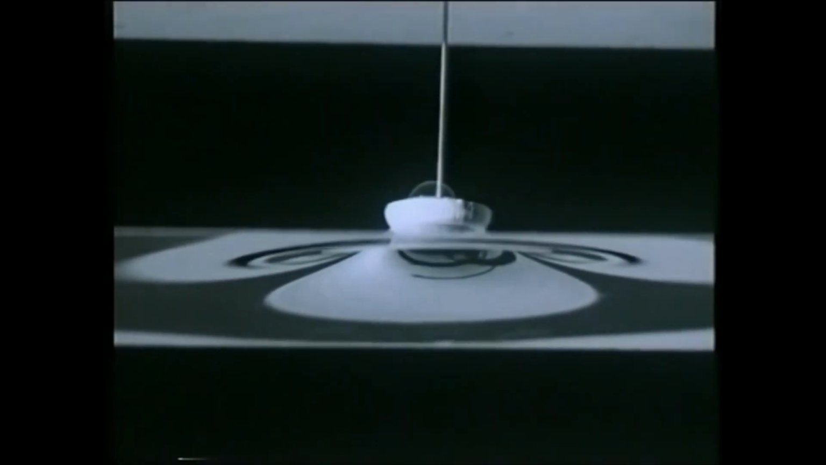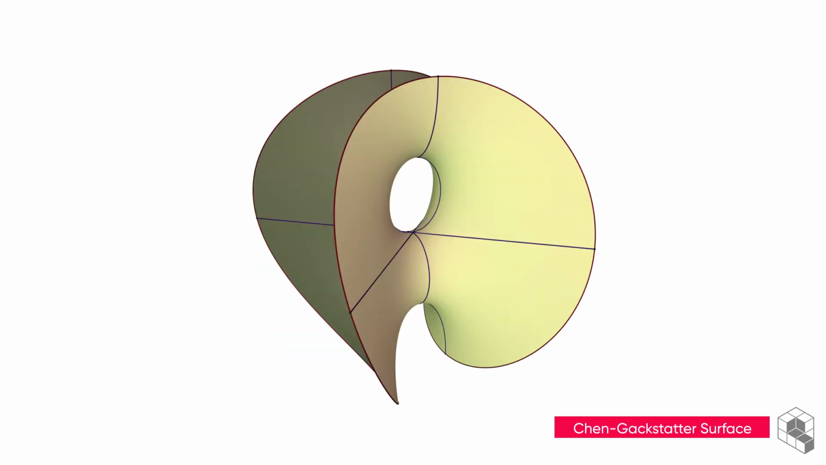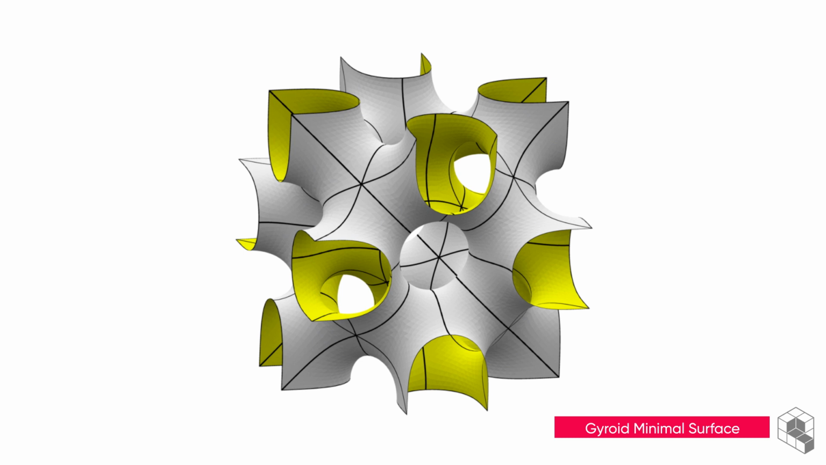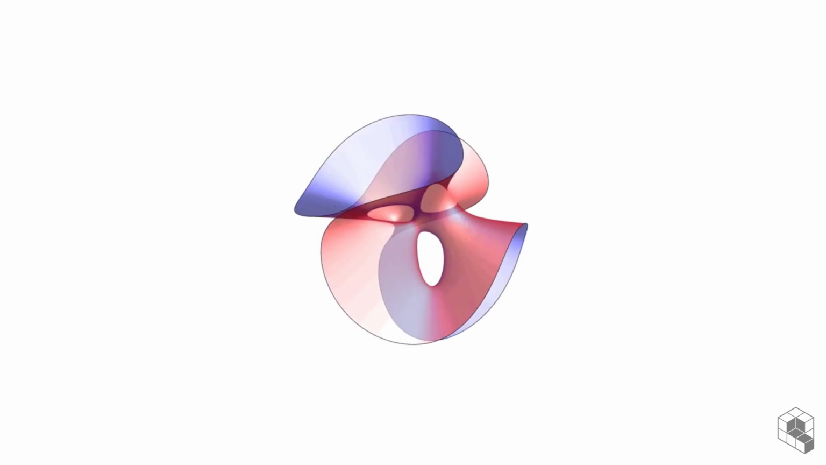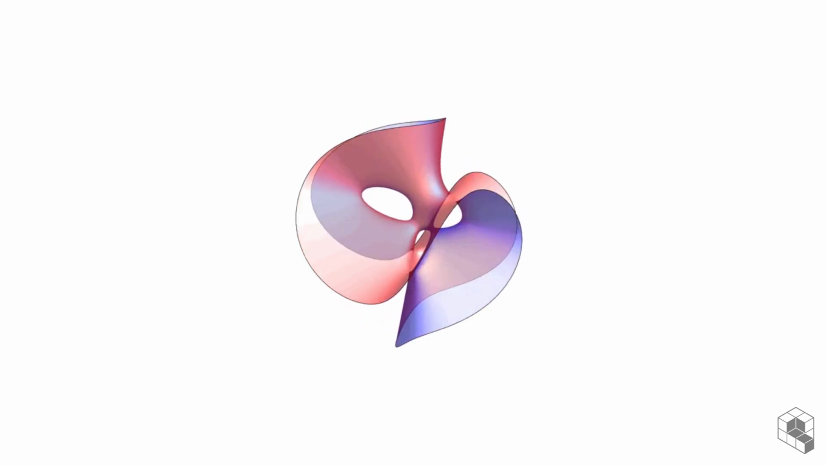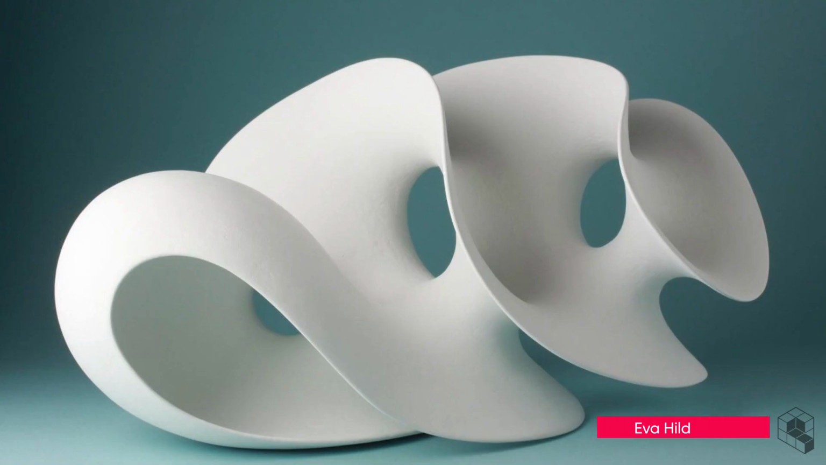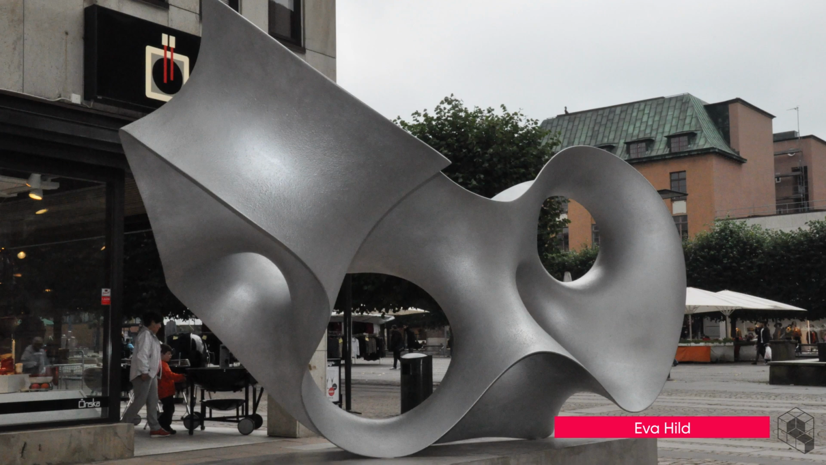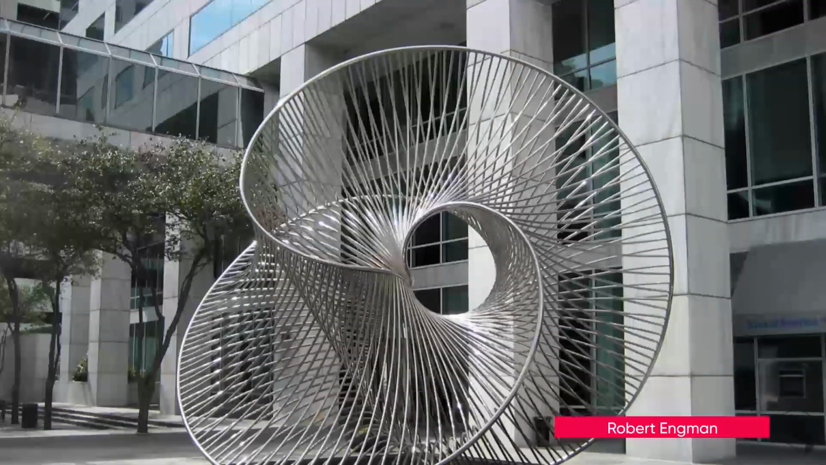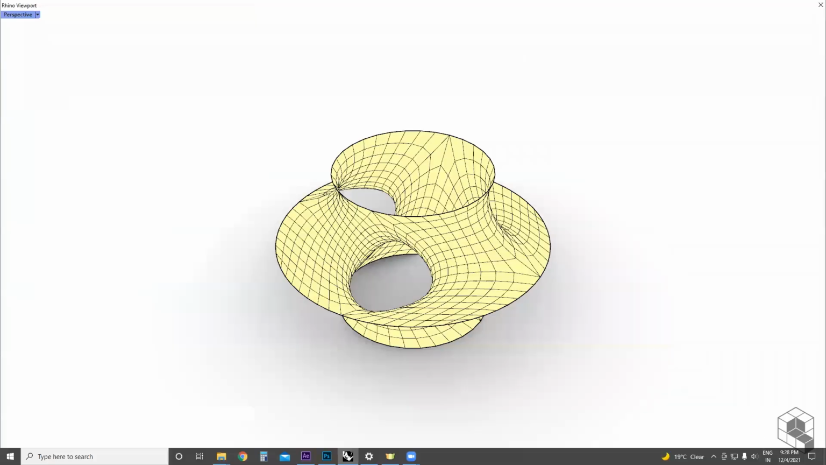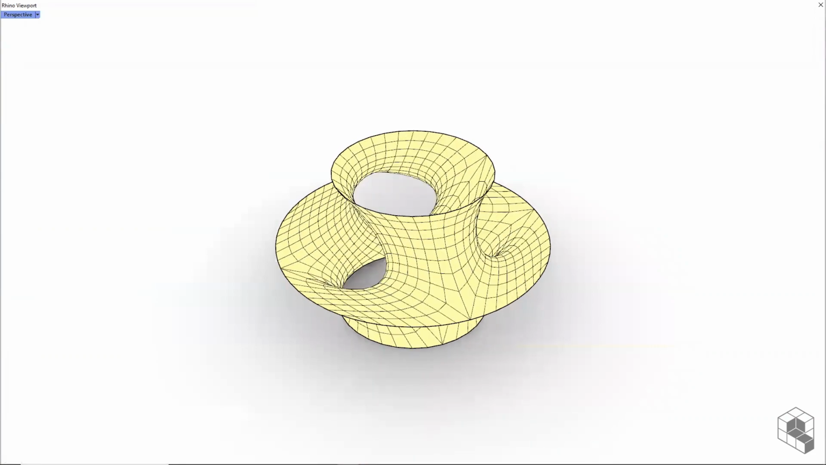You have probably seen some of them, like the Costa minimal surface, Schwarz minimal surface, Chern-Gackstätter surface, gyroid, among others. This family of surfaces exhibit a harmonic balance achieved from what looks like a single surface twisting and bending to create these complex geometries. Minimal surfaces have gained interest from the design community and have been adopted by modern designers like Frei Otto, Robert Engman, Robert Longhurst, and Charles O. Perry in their works. For this exercise, we recreate the Costa minimal surface in mesh geometry.